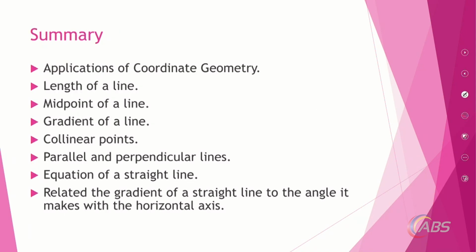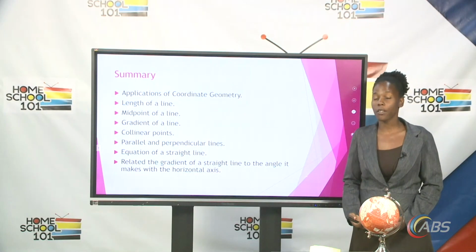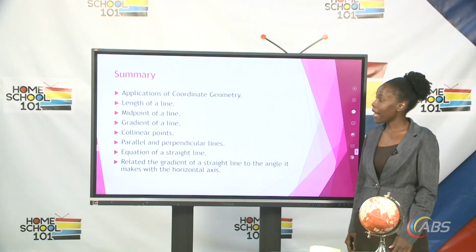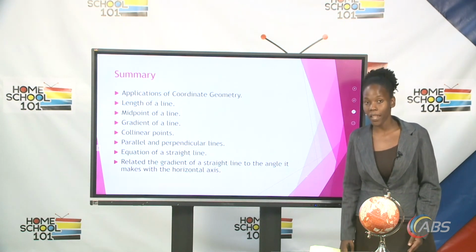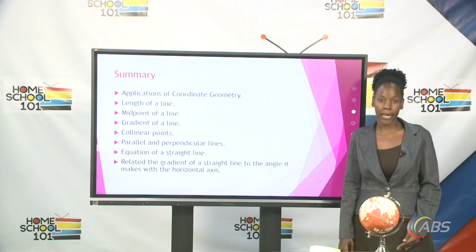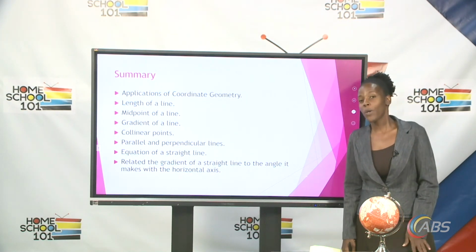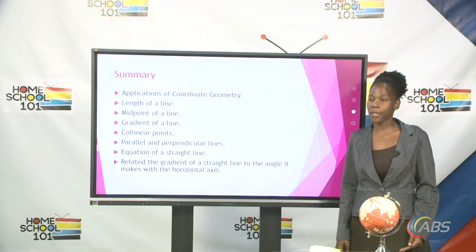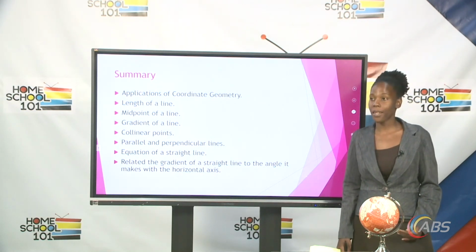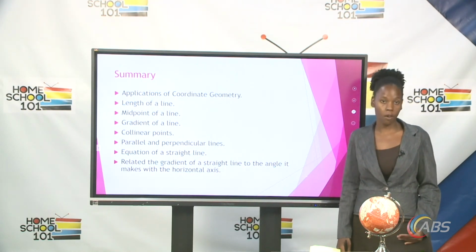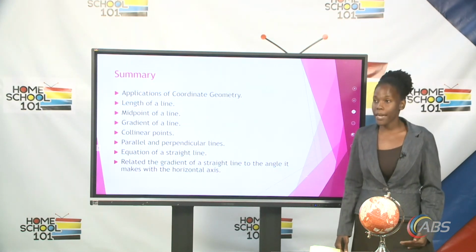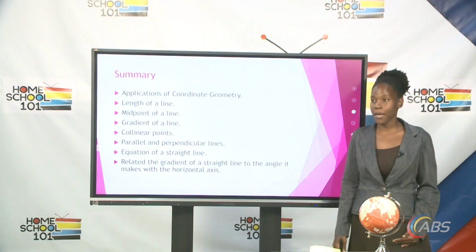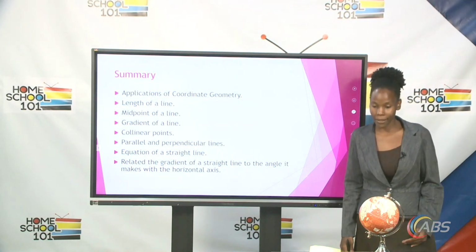So we have come to the end of today's class, and we would have covered quite a bit. We looked at the applications of coordinate geometry. We looked at finding the length of a line, the midpoint of a line, the gradient of a line. We looked at collinear points, parallel and perpendicular lines, as well as the equation of a straight line, and relating the gradient of the line to the angle it makes with the horizontal x-axis.